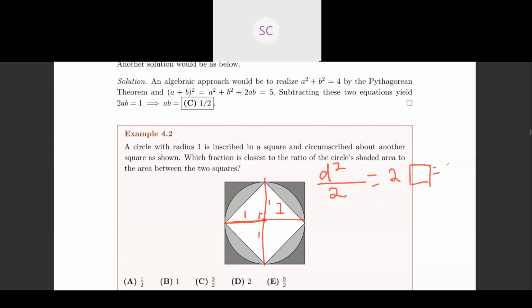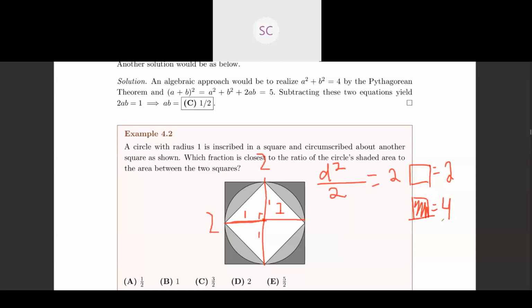Okay, but from right here, you could easily find the area of the circle because you're given the radius, and the big square. Because now you know that the side length of the big square is going to be 2, right? From this diagram, it is pretty clear that the big square has a side length of 2. So the area of the big square should be 4.